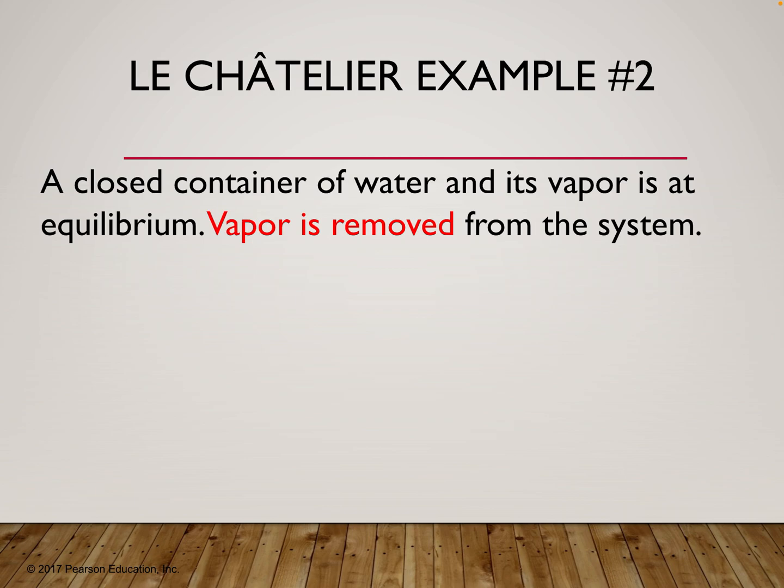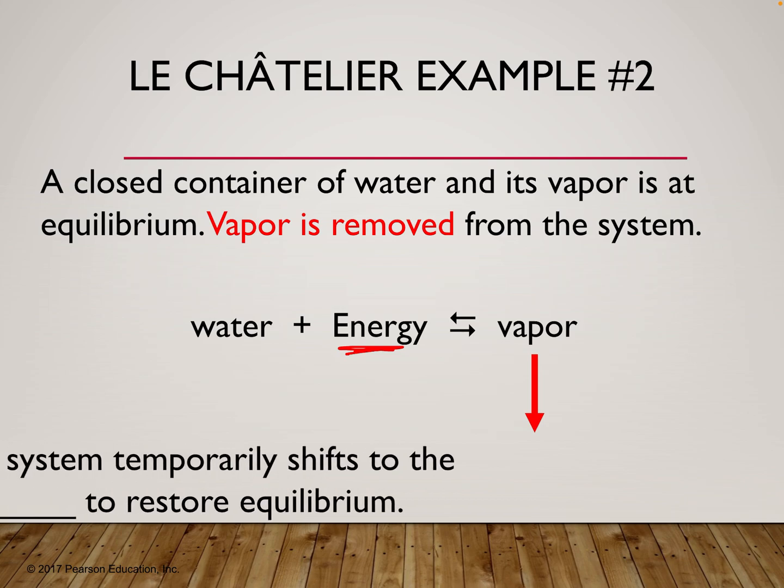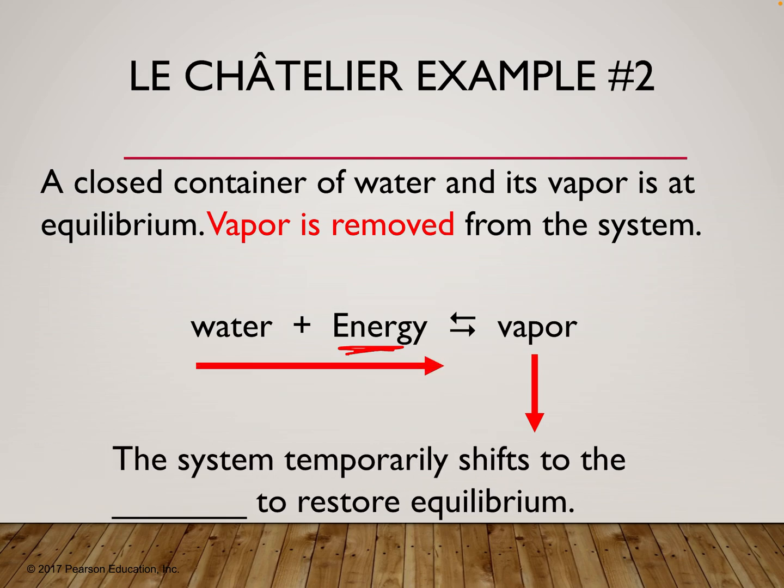All right, let's look at another example. So if we have water and water vapor at equilibrium, so water, and then we add some energy, right? We heat it up and we can make water vapor. But what if I remove some of the vapor from the system? Okay, so again, I've affected this equilibrium. It was at equilibrium between the liquid water and the gaseous water, but I've removed water vapor. Well, now, again, your system is kind of out of whack, right? And so it will shift to make more water vapor to replace what was removed.